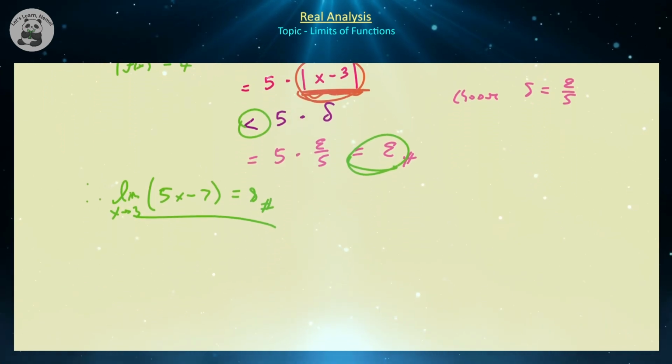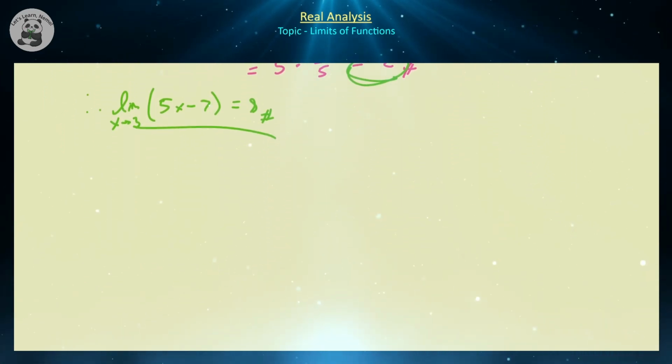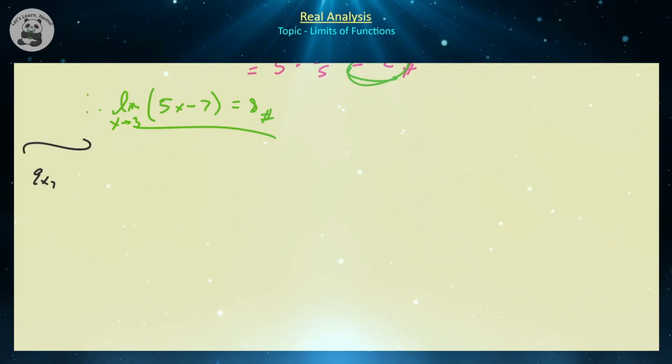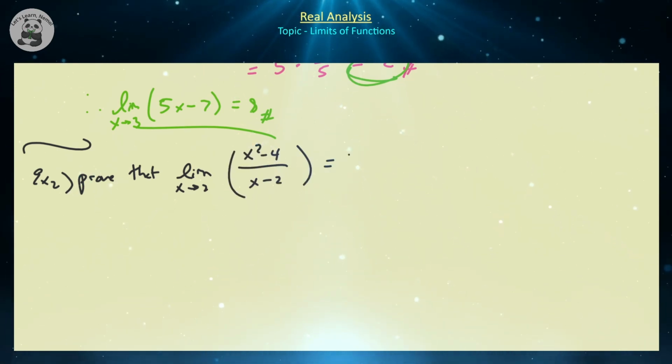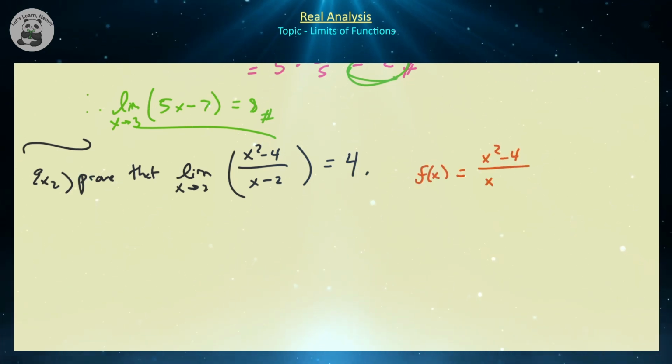So let's go through a couple more examples just to make sure that we're comfortable with this process. Let's see if we can show the following. Let us prove that the limit as x approaches 2 of x squared minus 4 all over x minus 2 is indeed equal to 4. Now, this example is slightly different because notice if we take our f of x to be equal to x squared minus 4 over x minus 2, we're trying to show that the limit as x approaches 2 of f of x is equal to 4.